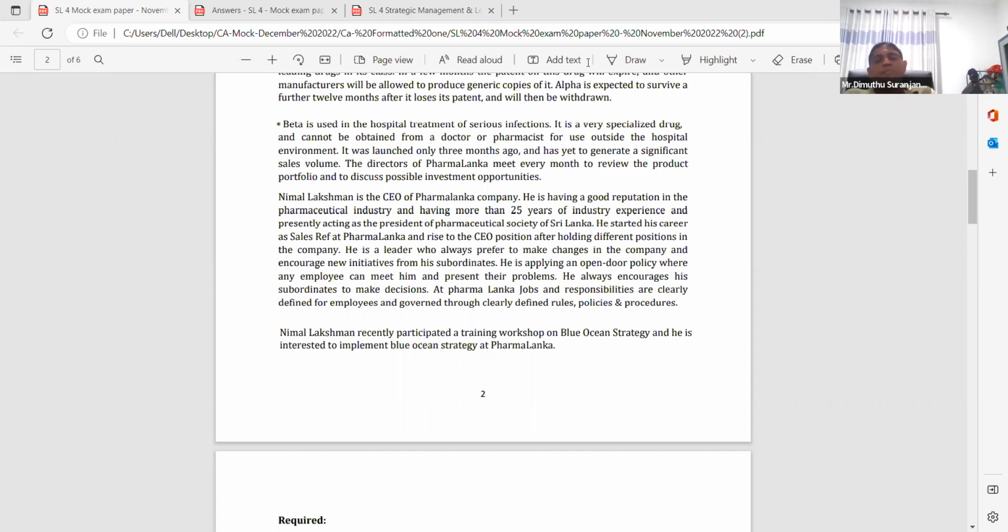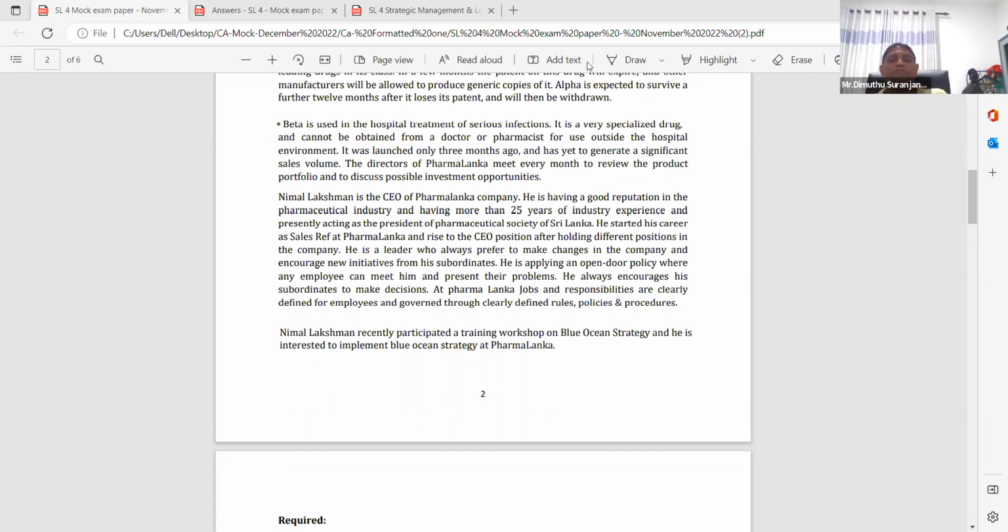Nimal Lakshman recently participated at a training. The leadership may have been tested, culture may have been tested. When you read, you can tell it actually. Nimal Lakshman recently participated in a training workshop on Blue Ocean strategy, and he is interested to implement Blue Ocean strategy at Pharmalanka. So definitely there may be a question from the Blue Ocean also.